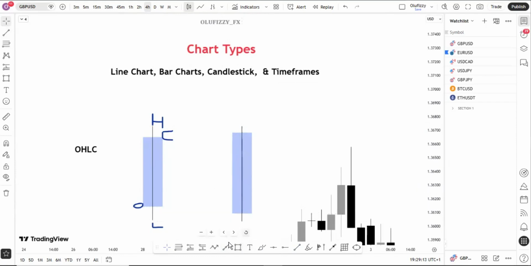So for the bearish candle, we're going to have the open at the top. So this is the open. This is the highest the price gets to. So this is the highest, and this is the close. See, so this is the close. While this is the lowest price gets to. This is the low.